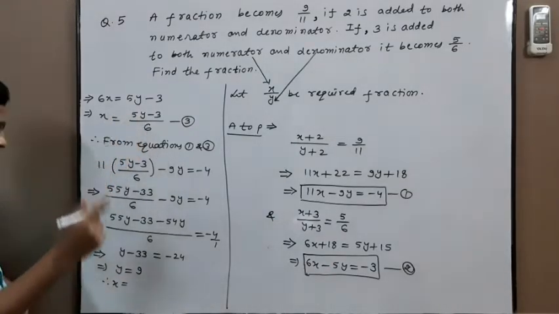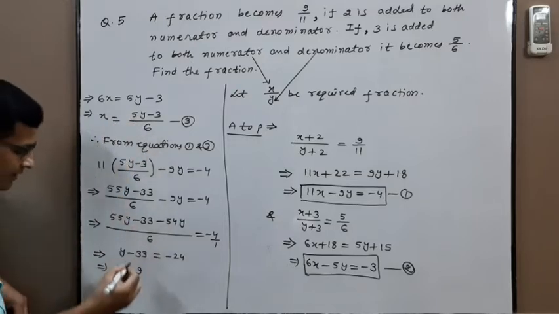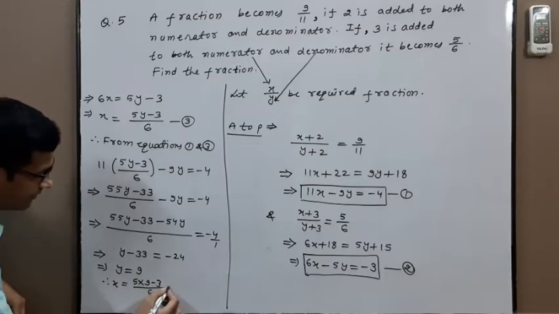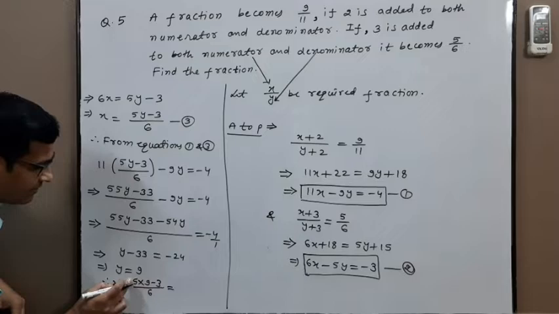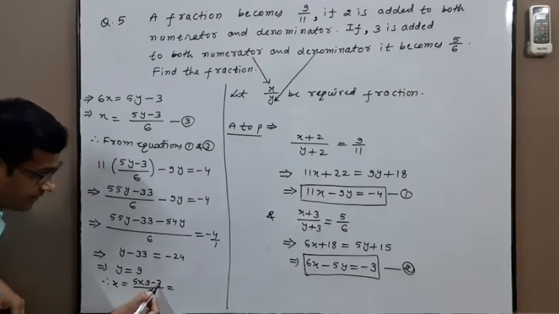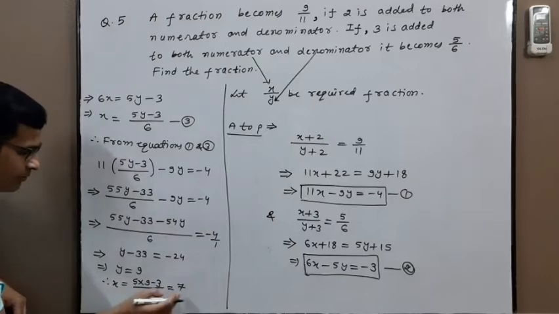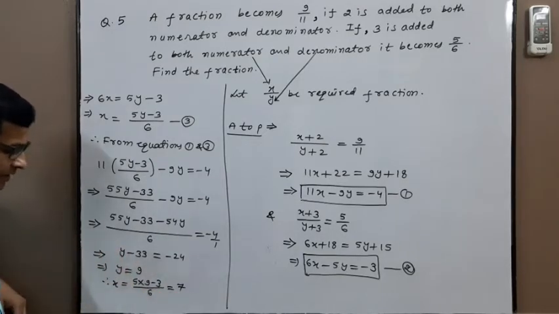So therefore x is equal to, put y equal to 9 here. So x is equal to (5 into 9 minus 3) upon 6, which is 5 times 9, 45. 45 minus 3, 42, upon 6, 7. So x equal to 7 and y equal to 9.